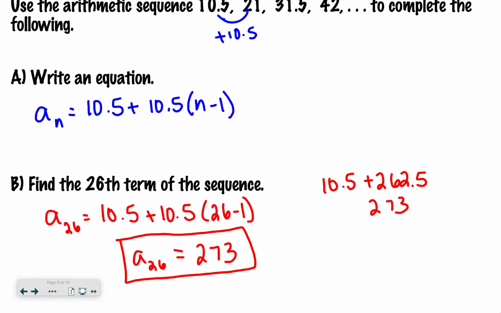All right, for this problem, hopefully you said that the 26th term was 273. Okay, so I got that by saying 26 minus 1 was 25. 25 times 10.5 is 262.5. And then I added another 10.5, and I got 273. Okay, so if you have any questions about either of those parts of the problem, please be sure to ask for some help. I am happy to help you.